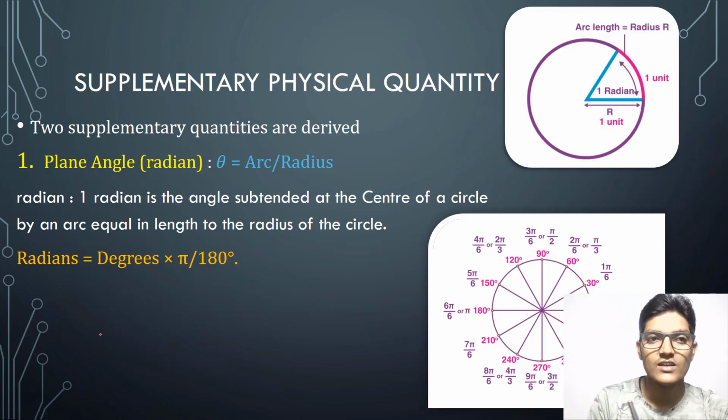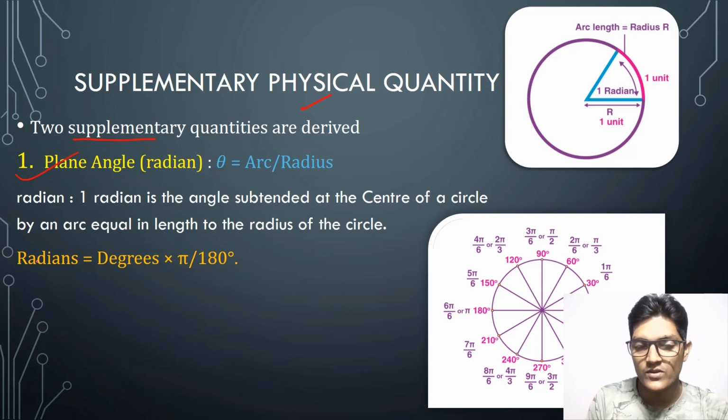Now we have our supplementary physical quantities. You can see we have two supplementary quantities, that are a plane angle and a solid angle. So everyone please take down the formula for finding theta. Theta is equal to arc upon radius, you can see.